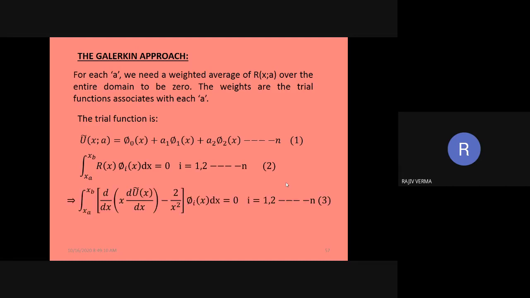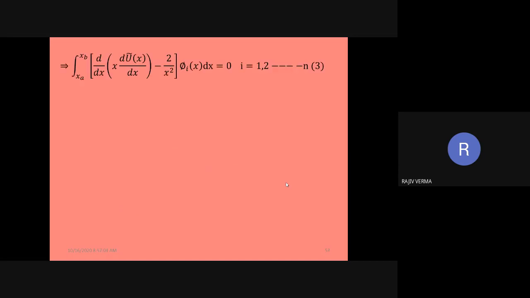In equation number 3, I have just substituted the value of the residual which was on display in the previous slide. So this is one of the equations. In fact, it is the ith equation. That is equation number 3 at the moment on display. This is equation number 3 once again.